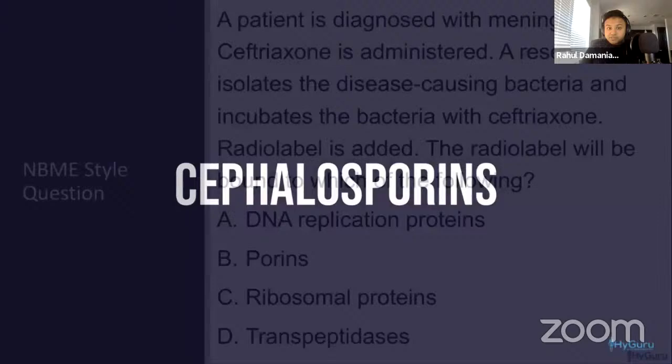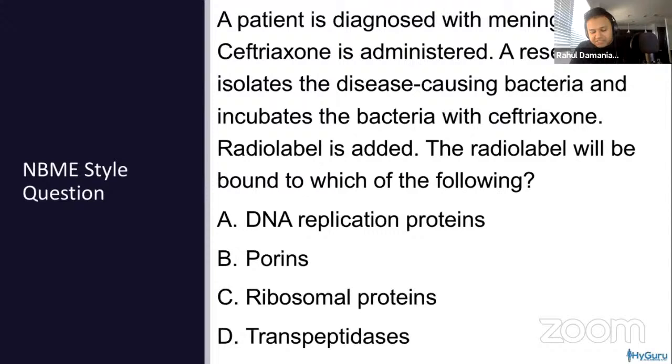Let's go ahead and go into this question. A patient is diagnosed with meningitis. Ceftriaxone is administered. A research study isolates the disease-causing bacteria and incubates the bacteria with ceftriaxone. A radio label is added. The radio label will be bound to which of the following structures? A, DNA, B, porins, C, ribosomal proteins, or D, transpeptidases. What do you guys think is the answer here? Go ahead and put that into the chat.